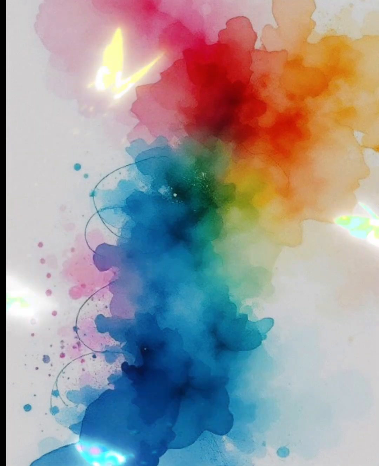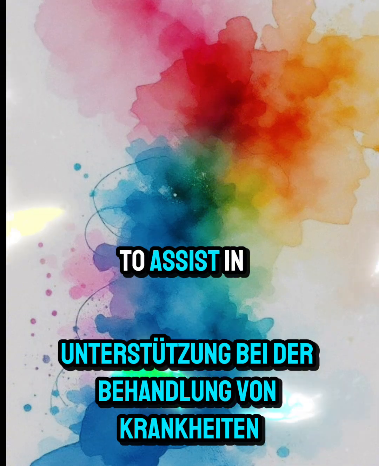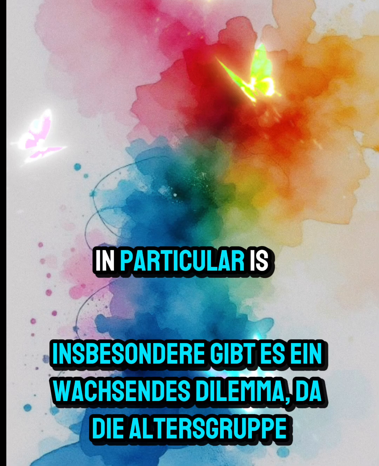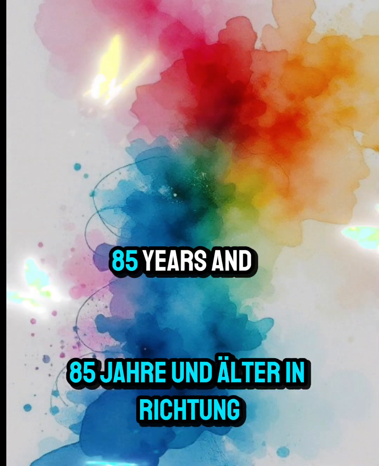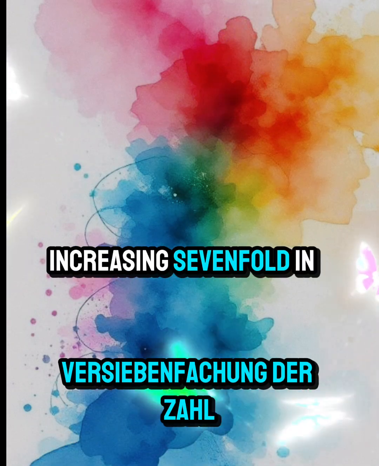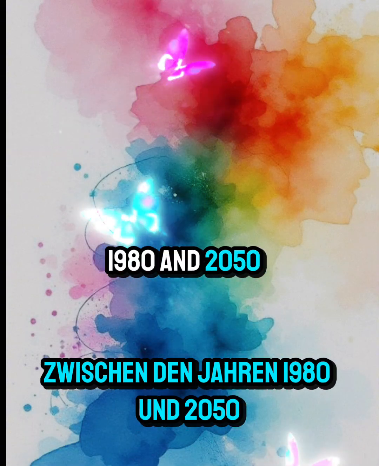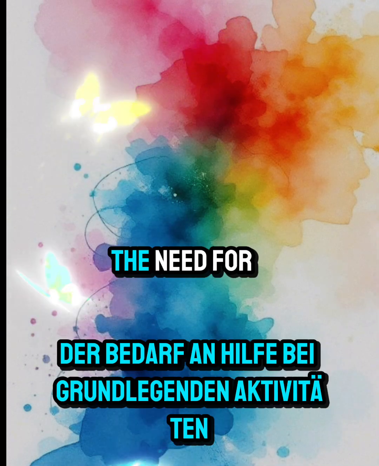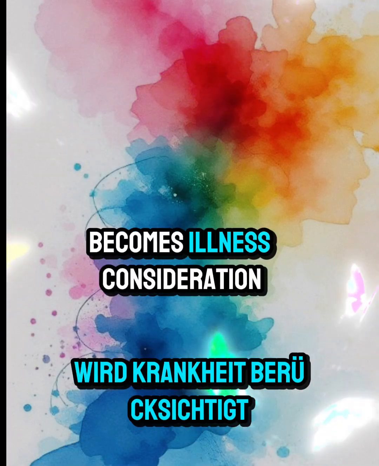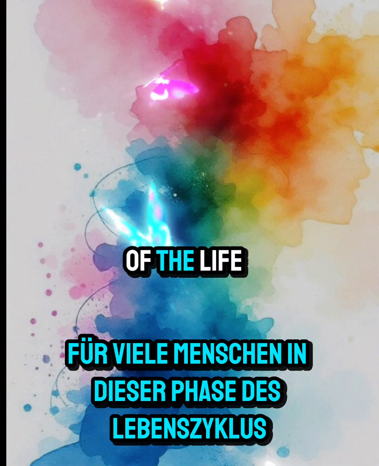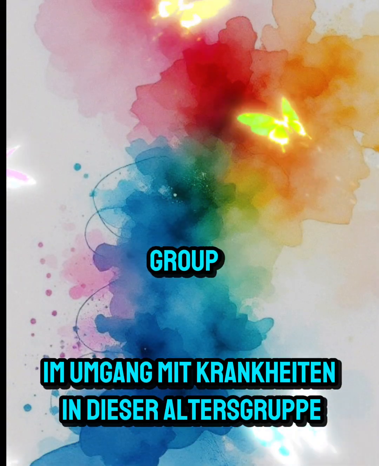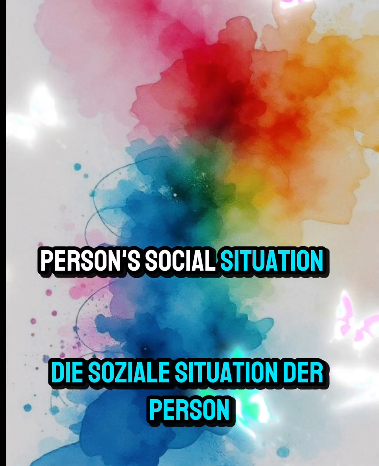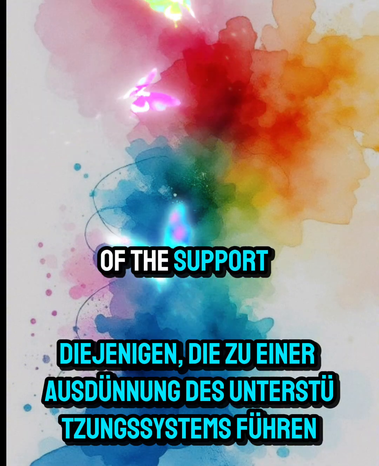Within the community, availability of informal support systems to assist in the management of illness in those of an advanced age, and in those with organic mental syndromes in particular, is a growing dilemma as the age group 85 years and older is projected to increase sevenfold in numbers between the years 1980 and 2050, from 2.2 to 16 million. U.S. Senate 1984. The need for help with basic activities becomes a consideration for many people at this stage of the life cycle. In managing illness in this age group, one must constantly pay close attention to changes in the older person's social situation, especially those that result in a thinning of the support system.